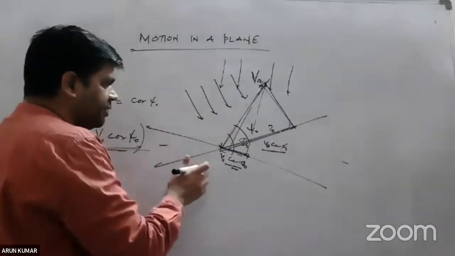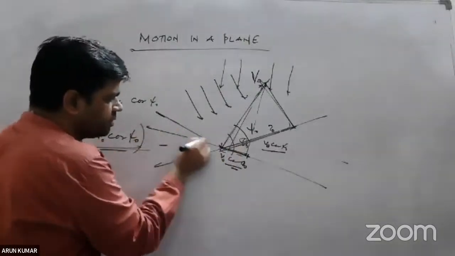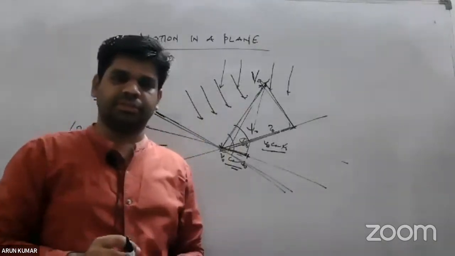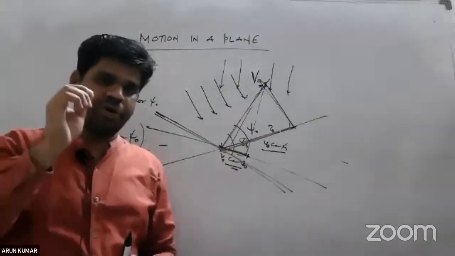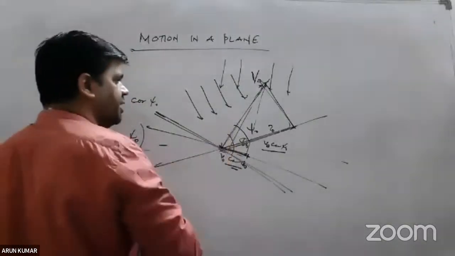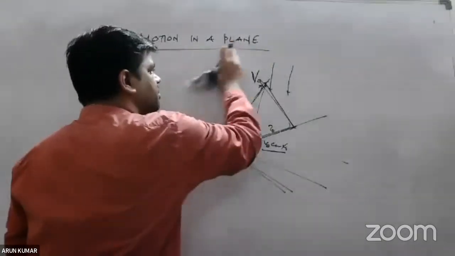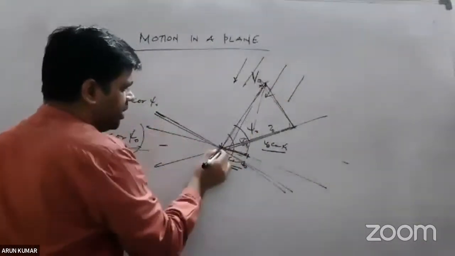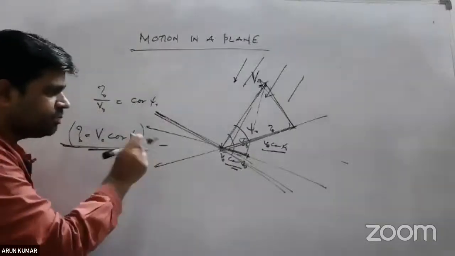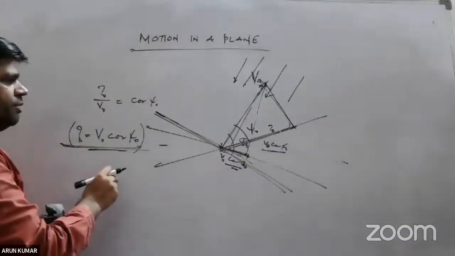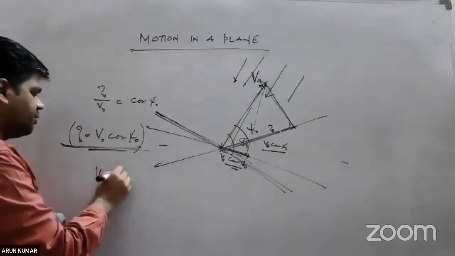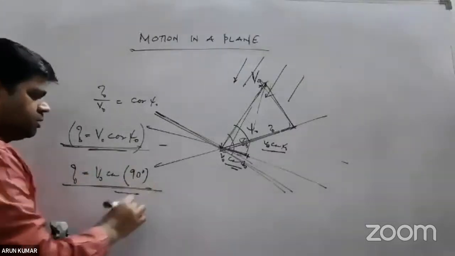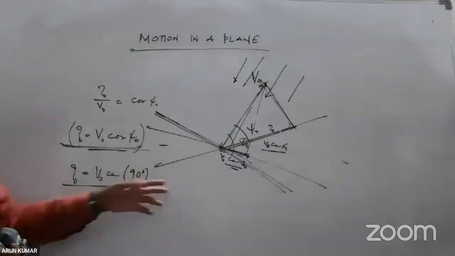If the line is perpendicular to this vector, what kind of shadow do you get? What is the shadow when the line is perpendicular to the vector? You get a point, right? Length of the shadow will be 0, because if I shine light like this, I'll get a shadow which is a point, the length of which is 0. I'll substitute cos of what angle? V naught cos, what is the angle? 90. Yes, cos 90. That's why I get cos 90 as 0.